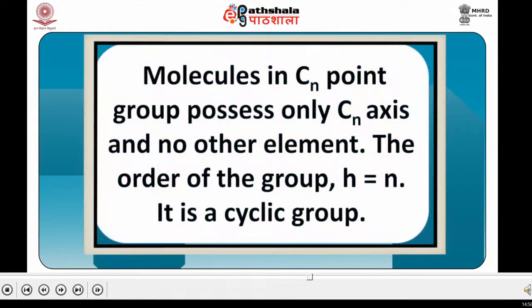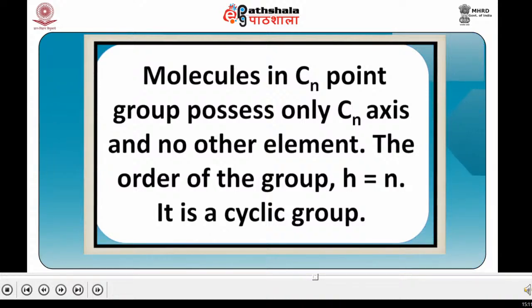Molecules in this point group possess only a rotational axis, that is the Cn axis. No other symmetry element is present in them. These generate Cn1, Cn2, up to Cnn, which is equal to E. So, n number of symmetry operations are generated by this. The order of the group, h, is equal to n. It is a cyclic group and hence it is an abelian group. Each operation belongs to a separate class.